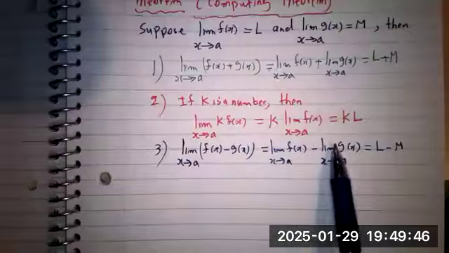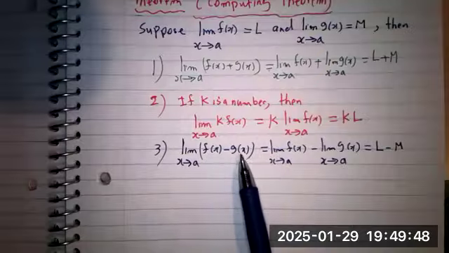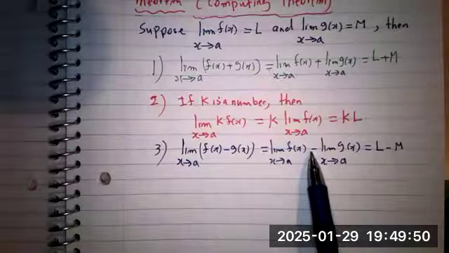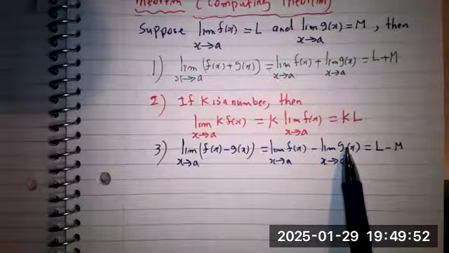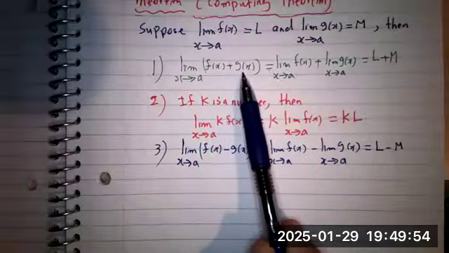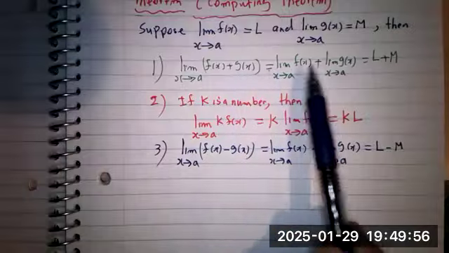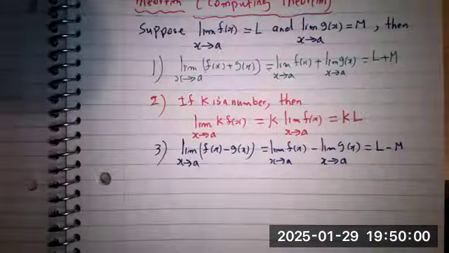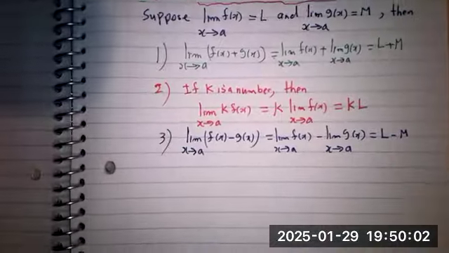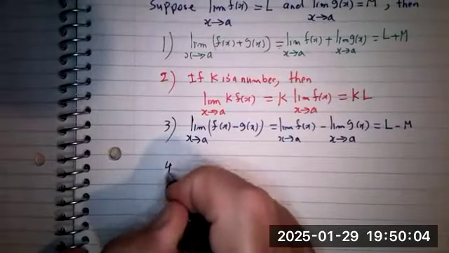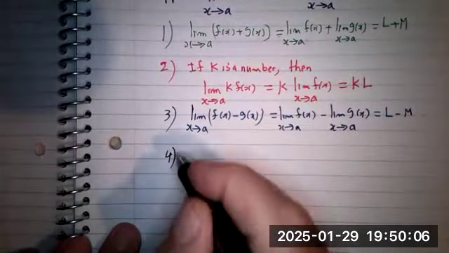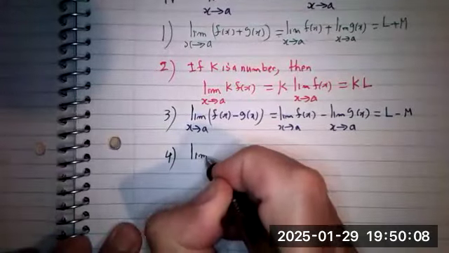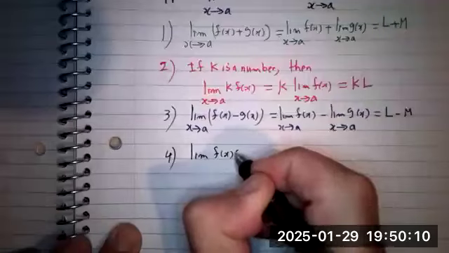Again, the limit of a difference of two functions is the difference of the limits. The limit of the sum of two functions is the sum of their limits. So that's going to be the idea. Any question? Now the actual multiplication. If you want to find the limit of the product of two functions.